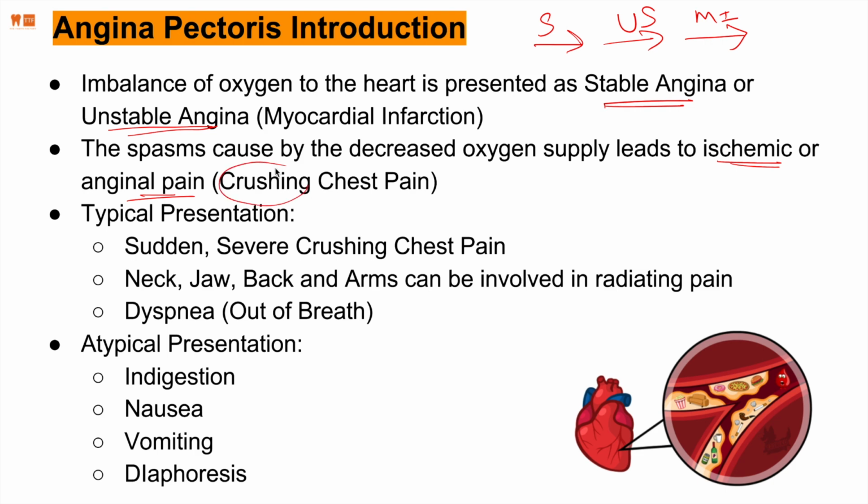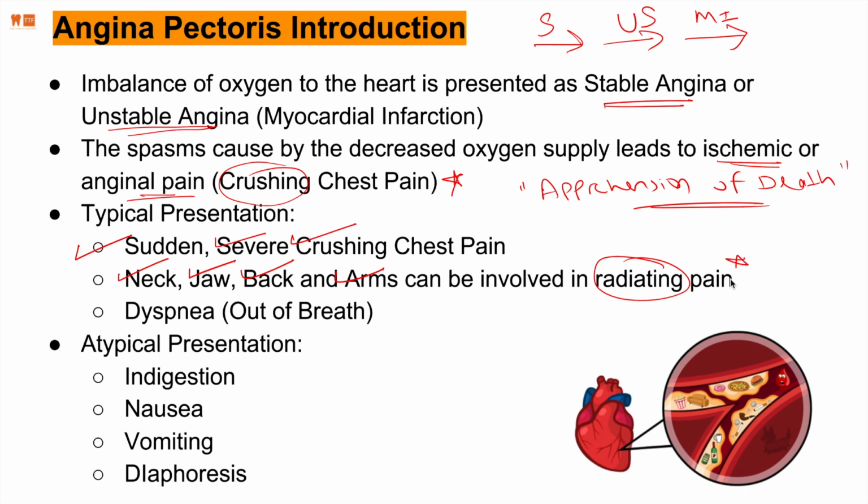In other words, it's crushing chest pain. So the term that we want to use is apprehension of death. That's what people feel, as if they're going to die from the chest pain. A typical presentation is normally very sudden, very severe, and crushing in the chest. There is radiating pain to the neck, the jaw, the back, the arms. Radiation means it's not always present, but when it is, it's probably towards unstable angina.